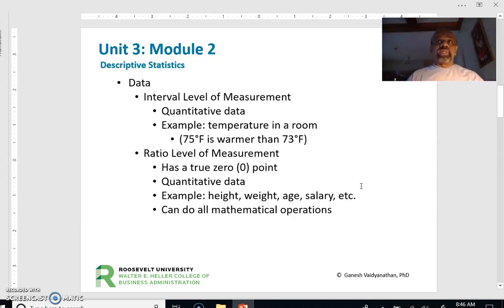One of the things about ratio level is that I can use height, weight, age, salary, all these things. These are totally quantitative. And you can do all the mathematical operations. When I say mathematical operations, this will be plus, minus, division, and multiplication and things like that as well. Okay, that is the mathematical operations.